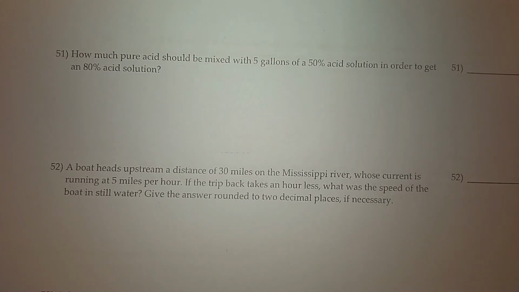Next, how much pure acid should be mixed with 5 gallons of 50% acid in order to get 80% acid solution? What type of story is this?